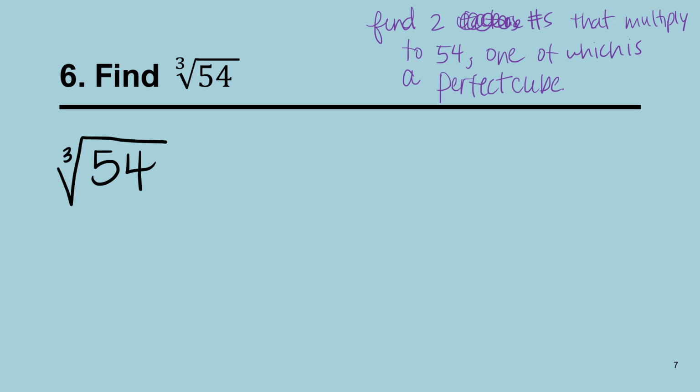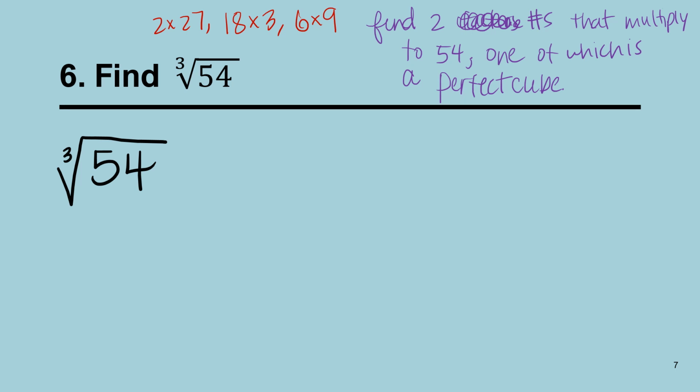Okay, so let's think of things that multiply to give you 54. Of course, 1 and 54. Let's see, is it divisible by 2? Yes, it is. 27 times 2. And then, let's see, 3. Is it divisible by 3? Yes, 18 times 3. And then I'm thinking of 6 and 9. 6 and 9 multiply to give you 54.